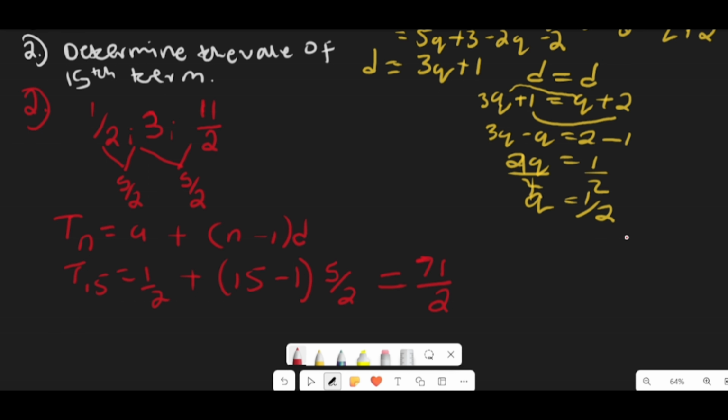Then you find the value of q, which was 1 over 2. After that, you can substitute back into the sequence to get a half, 3, and 11 over 2. Then you look for the common difference. Then you can go ahead and find the 15th term.